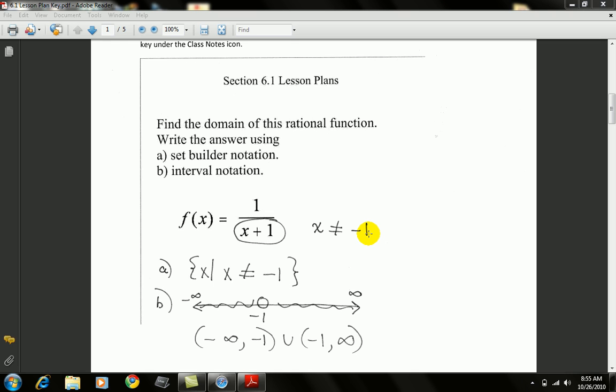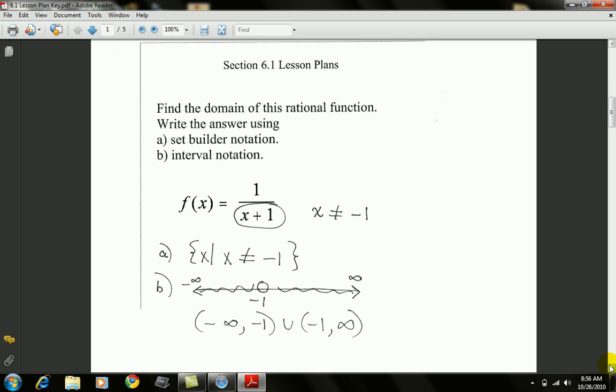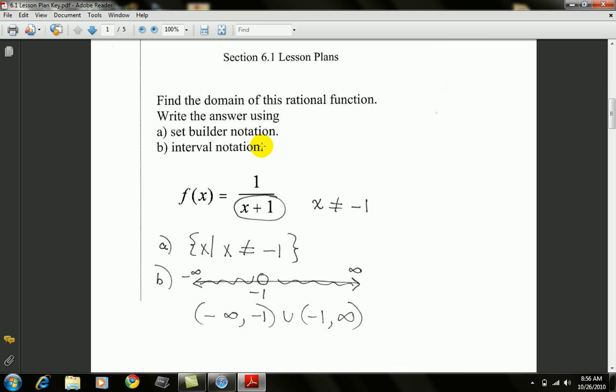Now on the flip side, it says find the domain. Well, here's the answer to part A, written in set builder notation. The domain is the set of x's such that x does not equal -1. What that means in English, x can be any real number as long as it's not -1. Okay? The second part asks to write the answer in interval notation.